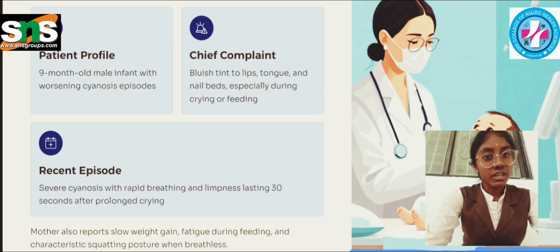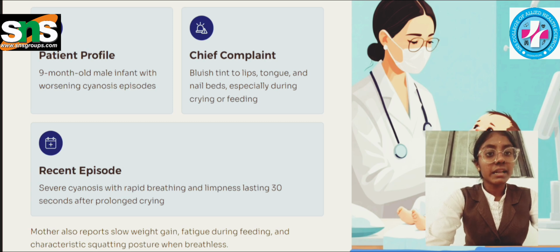The patient profile is a 9-month-old male infant with worsening cyanosis episodes. The chief complaints are a bluish tint to the lips, tongue and nail beds, especially during crying or feeding. Recent episodes are severe cyanosis with rapid breathing and limpness lasting 30 seconds after prolonged crying.